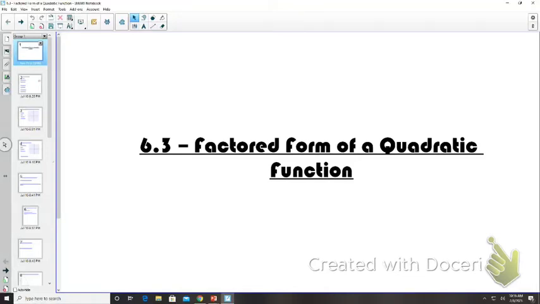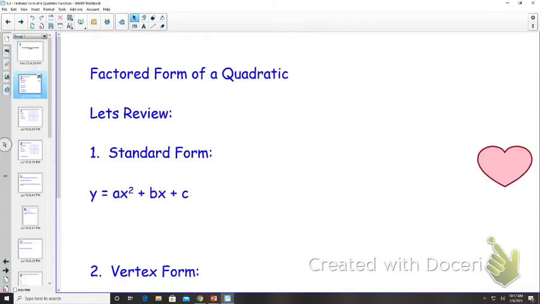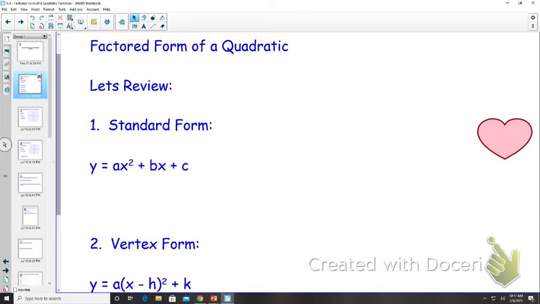Okay, so today we're moving on. Topic 6.3 is the factored form of a quadratic function. Prior to today, we've been looking at quadratics in standard form, like y is equal to ax squared plus bx plus c. Today we're going to get into factored form, and on Thursday we're going to get the vertex form. But we'll cross that bridge when we get there.